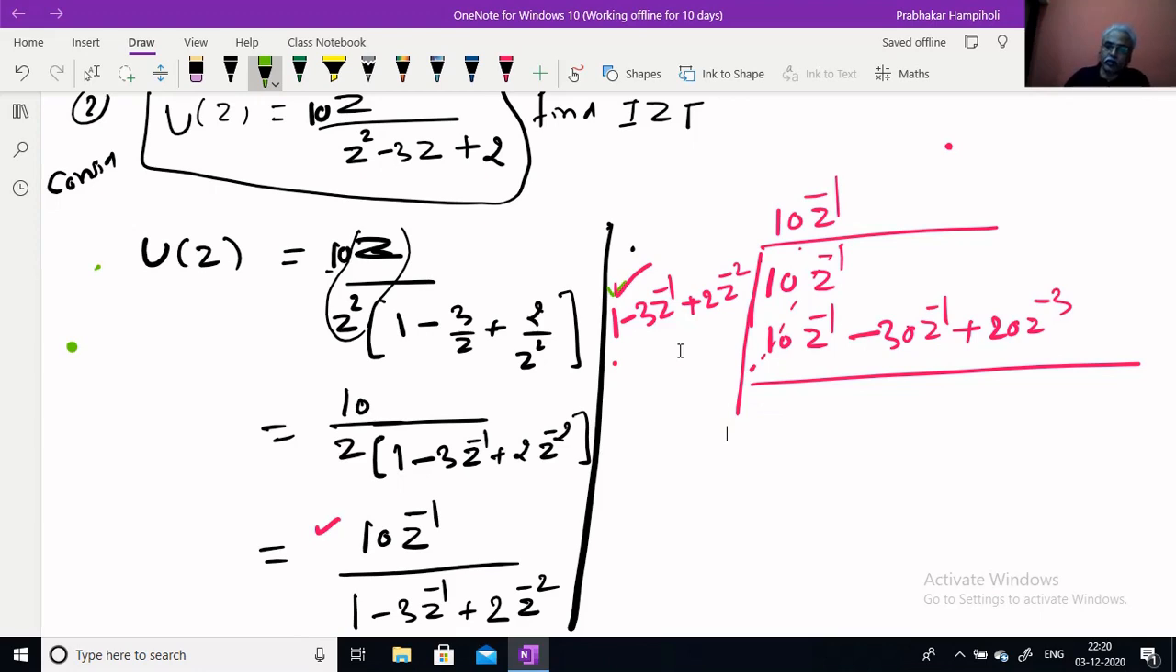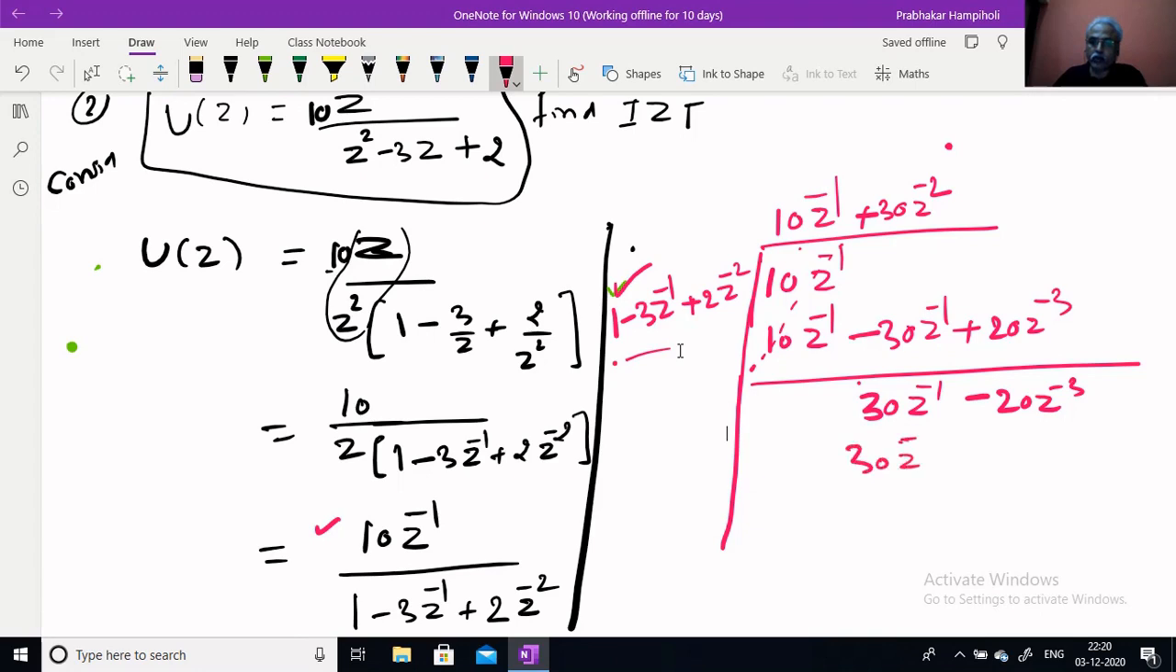Now when you subtract, minus becomes plus 30 z raised to minus 2, and this becomes minus 20 z raised to minus 3. Continue the process of division. Now you look at the first term, which is again 1. You have to multiply by plus 30 times z raised to minus 2 to all the three terms here. So what am I going to get? 30 times z raised to minus 2 minus 90 times z raised to minus 3.